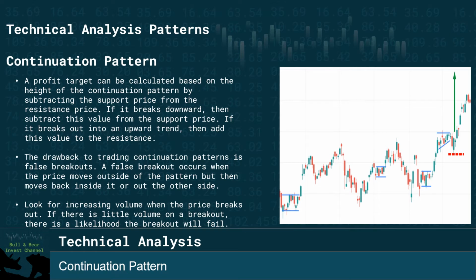The drawback to trading continuation patterns is false breakouts. A false breakout occurs when the price moves outside of the pattern but then moves back inside it or out the other side. Look for an increase in volume when the price breaks out. If there is little volume on a breakout, there is a likelihood the breakout will fail.